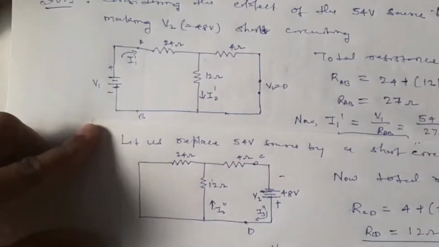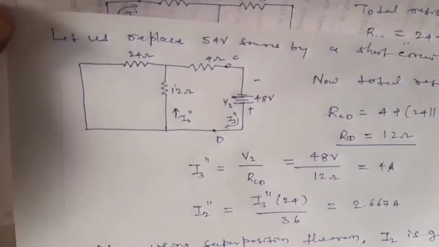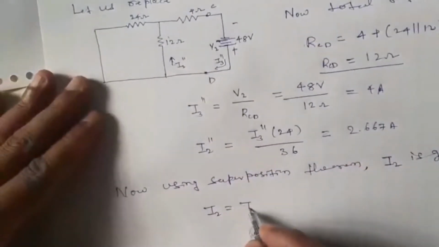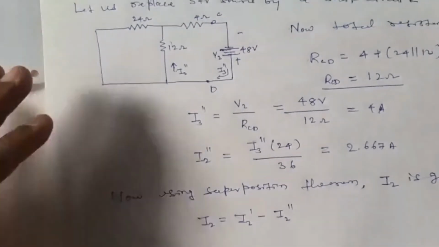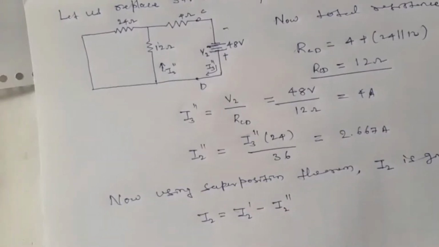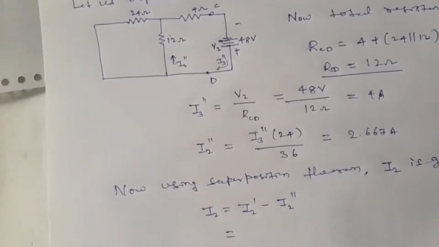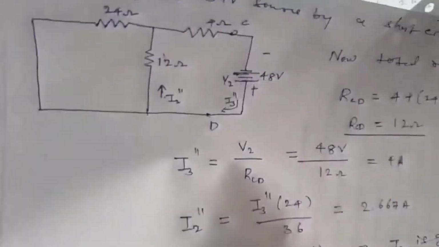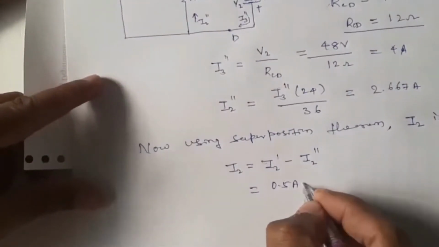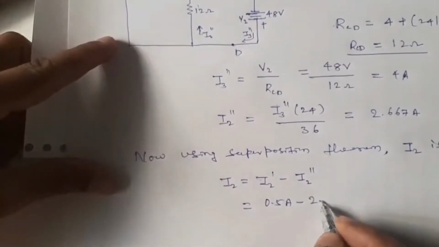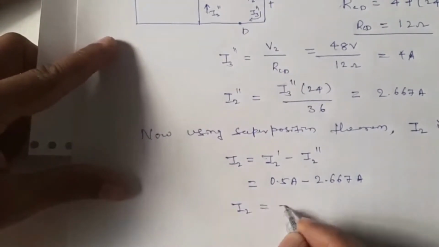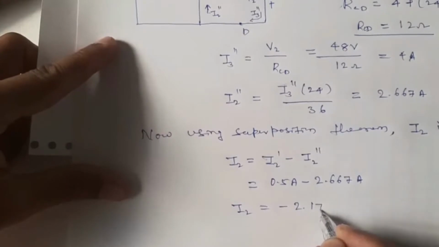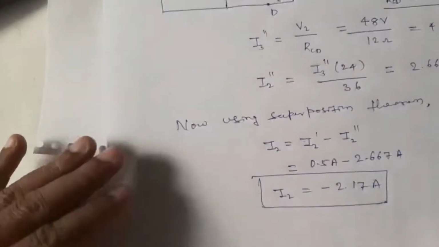So if I write I2, I2 will be equal to I2 dash minus I2 double dash, because I2 double dash is in the opposite direction. Now how much have we got for I2 dash? I2 dash is 0.5 ampere. So this is 0.5 ampere minus I2 double dash, which is 2.667 ampere, and I2 will be equal to minus 2.167 ampere.